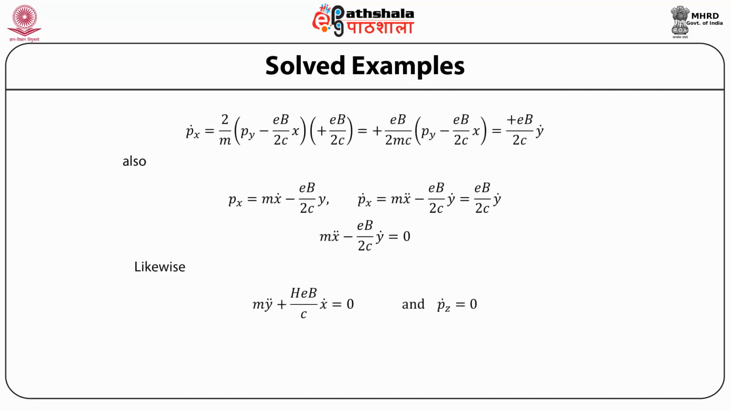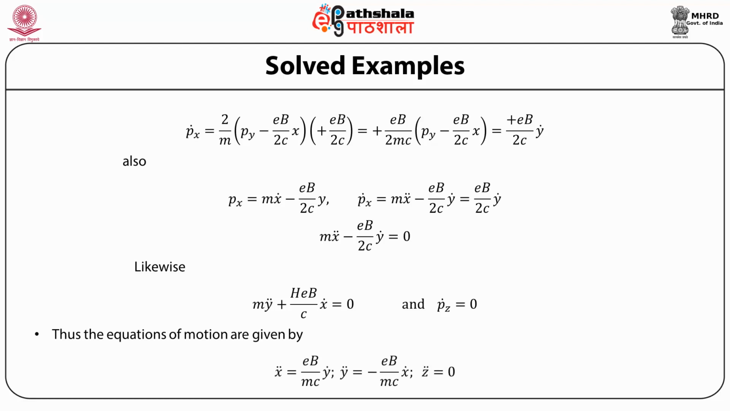And for the other set of conjugate equations, we can combine these together, and finally the set of equations of motion that we get are x double dot is equal to eB by mc y dot, and y double dot is equal to minus eB by mc x dot, and z double dot is equal to 0. These are the same equations which we have obtained earlier.